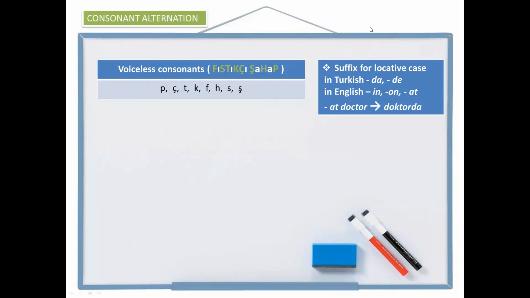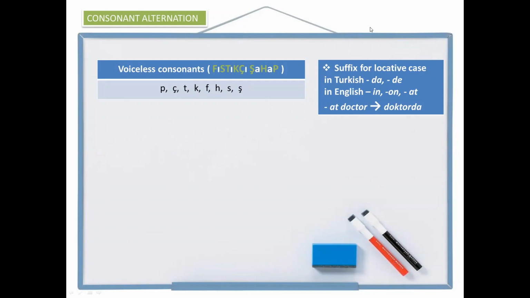P, Ç, T, K, F, H, S, Ş. We just use our mouths. For some other consonants, for example, for M, N, L, as you see, we use the throat. There is a vibration there, and we use our vocal cords.